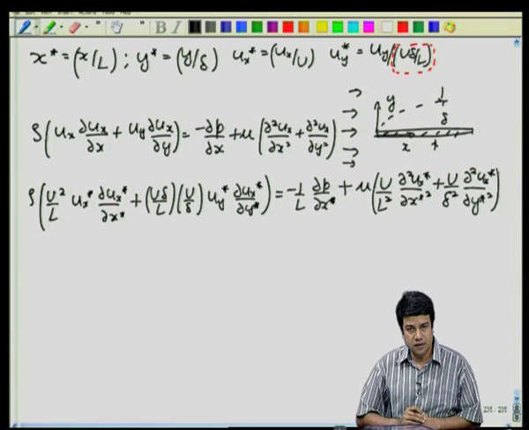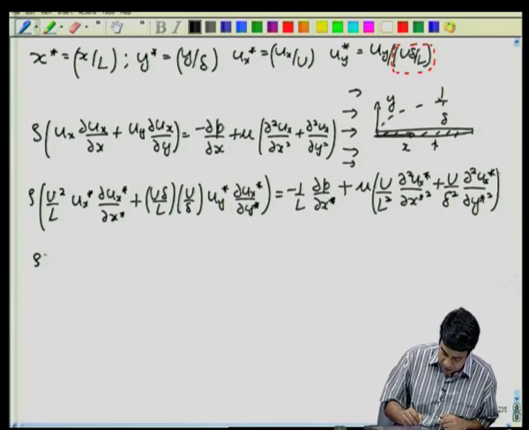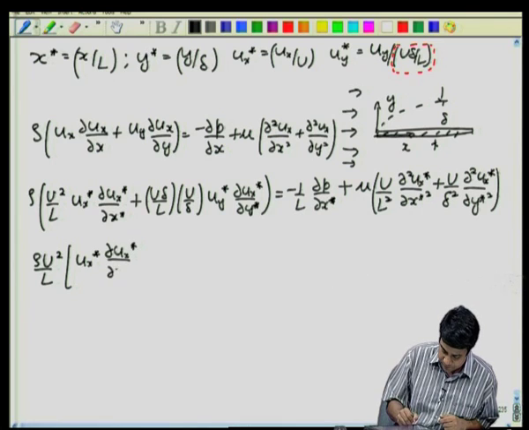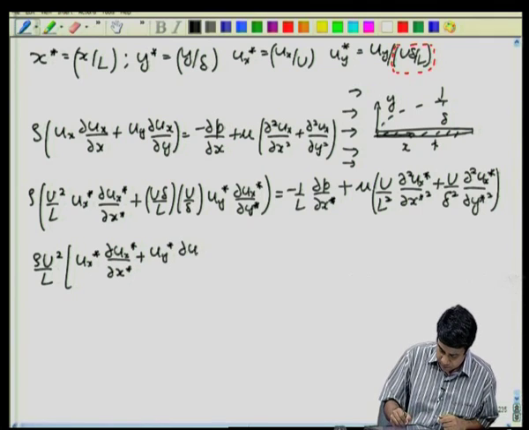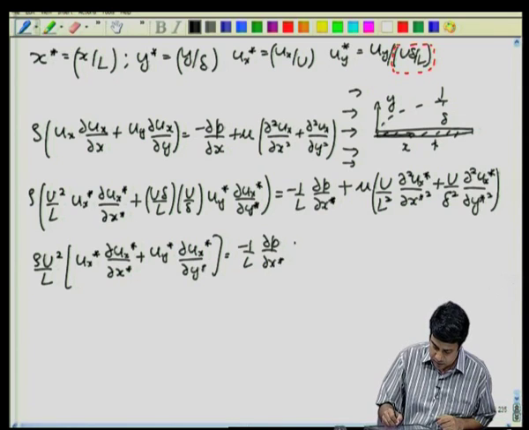You can see that the first term in the equation, the convective term, has a common factor rho u square by L. So, let us take that out. I have rho u square by L into partial u x by partial x, equal to minus 1 over L partial P by partial x.